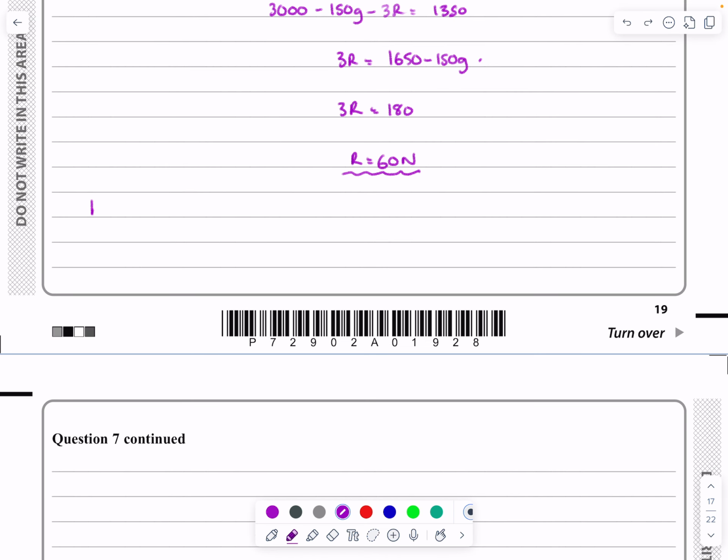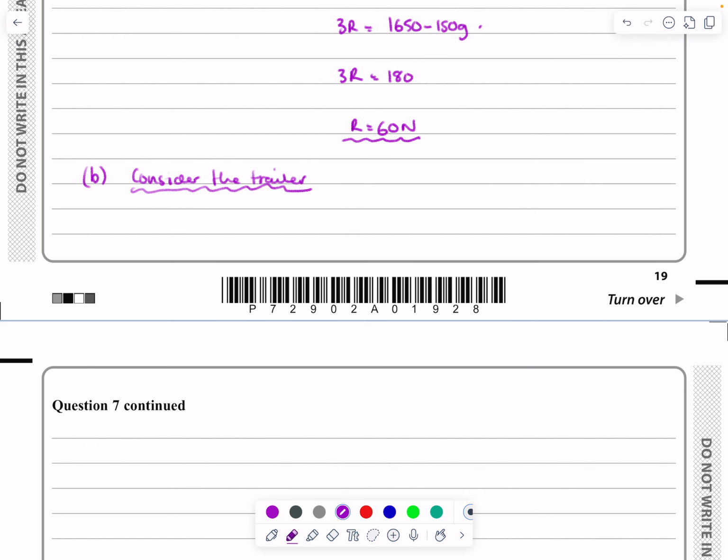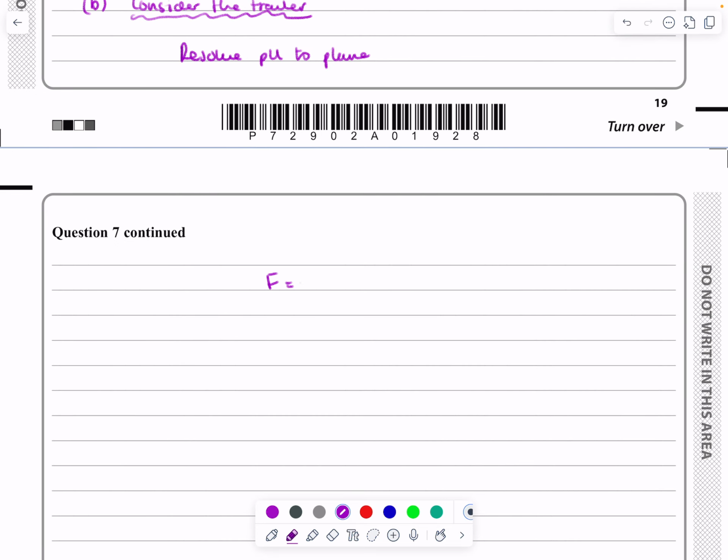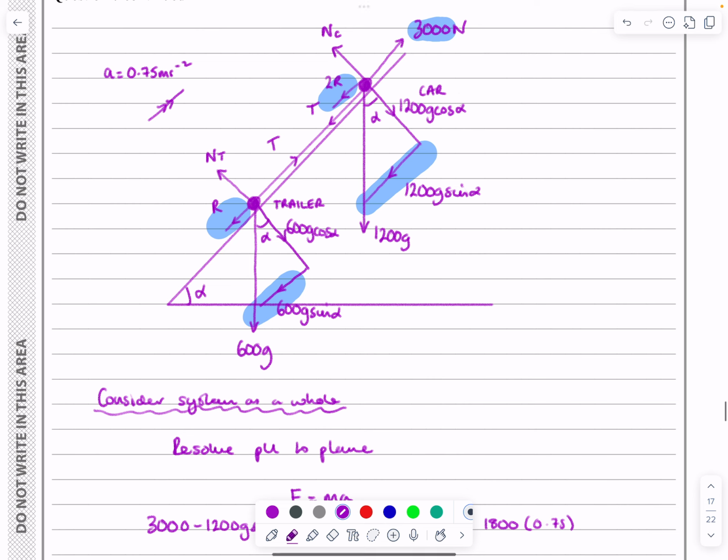So for part B, consider the trailer. I'm going to resolve parallel to the plane again. I'm going to do F equals ma. So what have we got for this one this time? We've got T. Let's get rid of some of these highlighters and just explain it to you. Hopefully you're following along. For the trailer, T minus R minus 600g sine alpha, that's going to be equal to mass times acceleration.